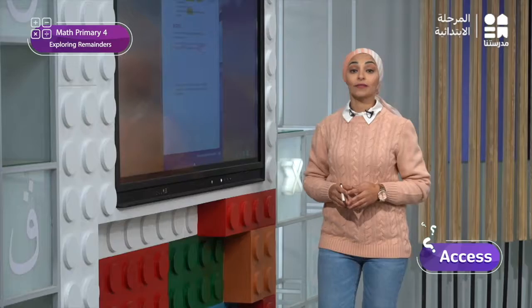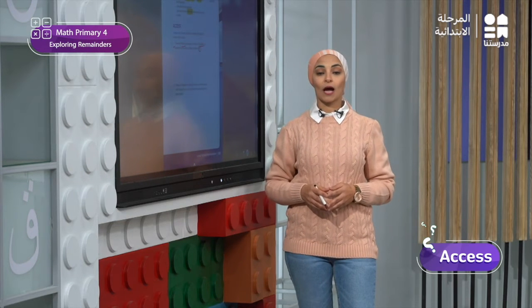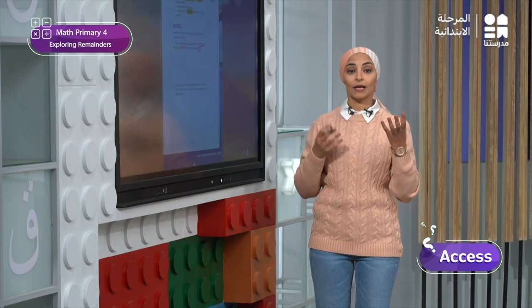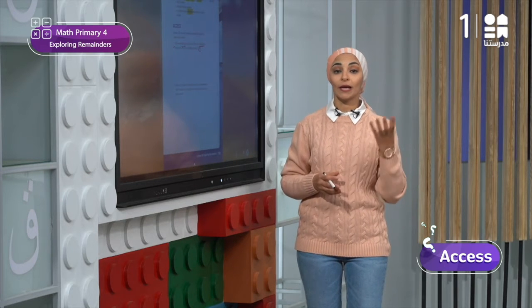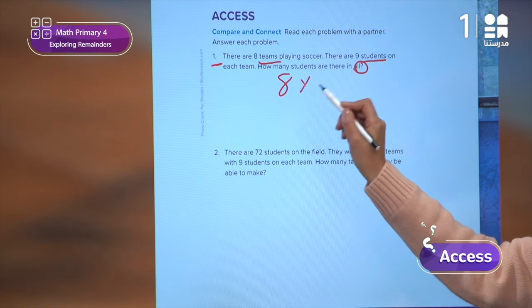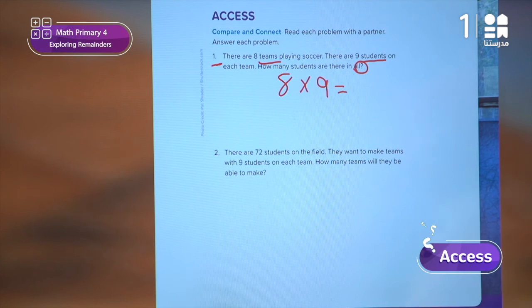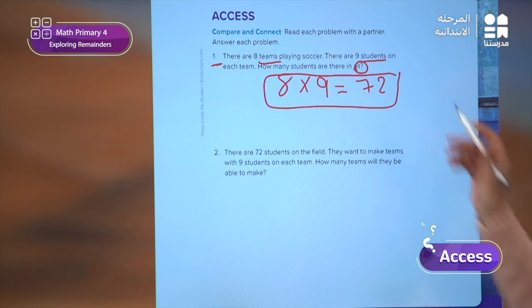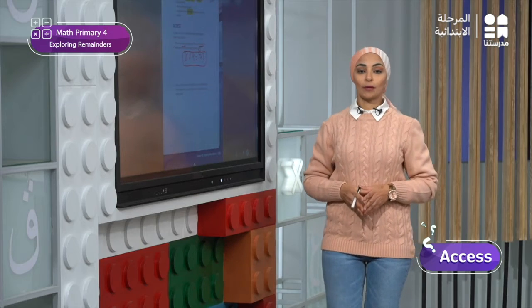Okay. To find the total number of students, I will surely repeat 9 eight times. So I will multiply 8 by 9. So 8 times 9 gives me what? From the timetable, I know that 8 times 9 gives me 72, right? Okay. Now, let's move to problem number 2.